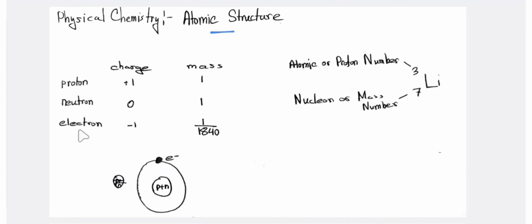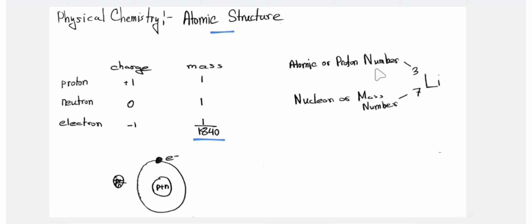So proton, neutron and electron, what is the charge? Proton has a charge of +1, neutron has a charge of 0, while electron has a charge of -1. Then for mass, proton has a mass of 1, neutron has a mass of 1, and electron has a mass of 1 by 1840.